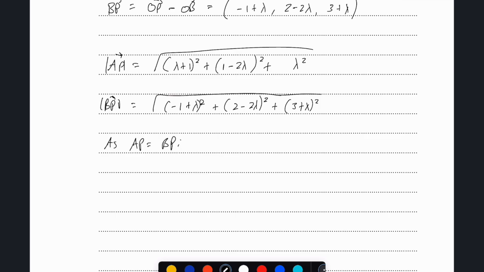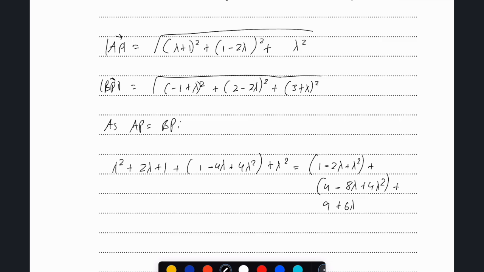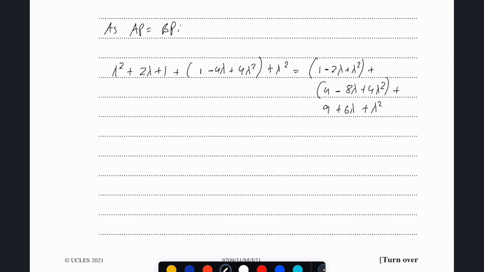what does that tell us? That tells us that if we multiply this out, lambda squared plus 2 lambda plus 1, plus 1 minus 4 lambda plus 4 lambda squared, plus lambda squared is going to equal 1 minus 2 lambda plus lambda squared, plus 4 minus 8 lambda plus 4 lambda squared, plus 9 plus 6 lambda plus lambda squared. So that's just a case of simplifying out.